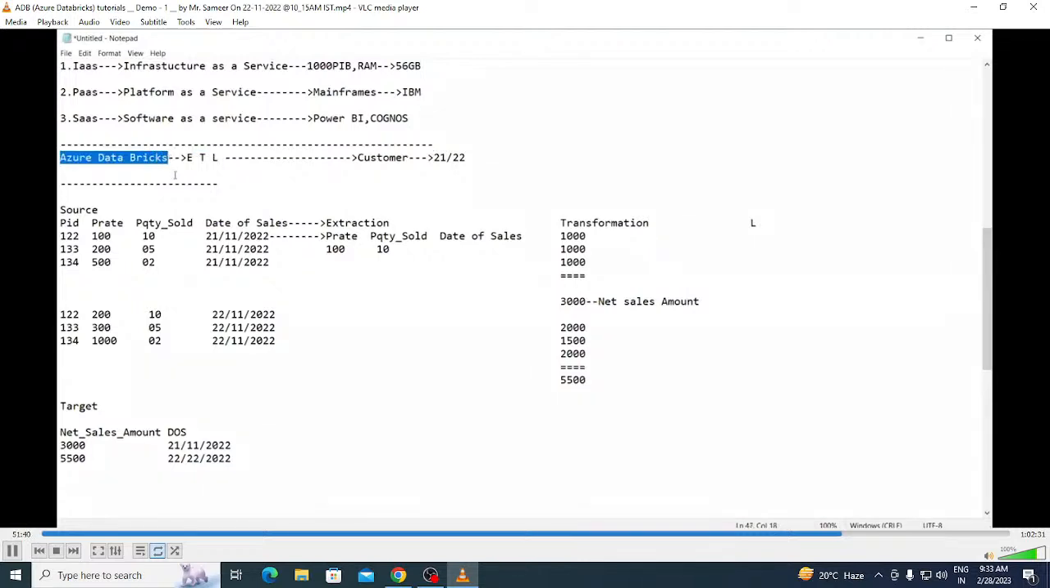It is done using the service called Azure Databricks, where extraction, transformation, and loading of data is done by Azure Databricks. Clear, all of you now?